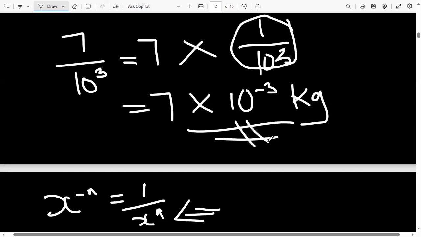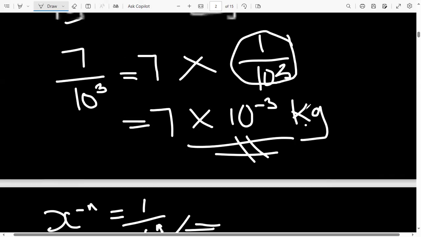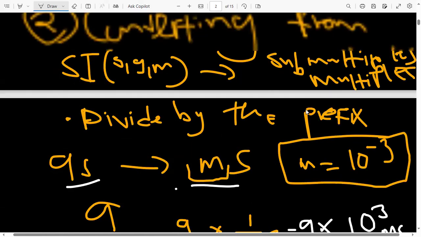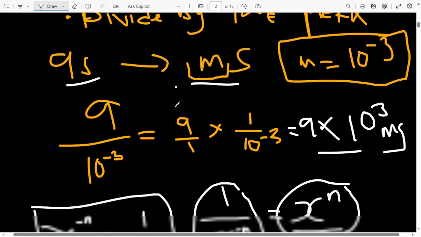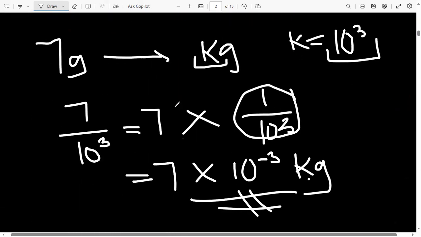Okay, so that is the second one. The first rule we are saying is converting from submultiples or multiples to the SI units. The second one is converting from the SI units to the submultiples or the multiples. And the third one is where you are converting from a multiple to a multiple, or a submultiple to a submultiple, or a submultiple to a multiple, or a multiple to a submultiple.